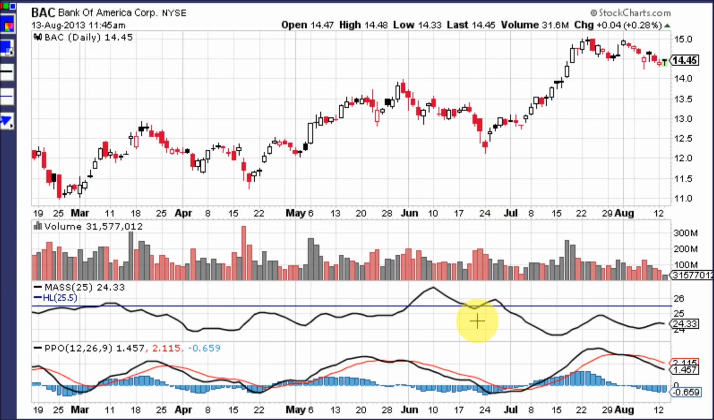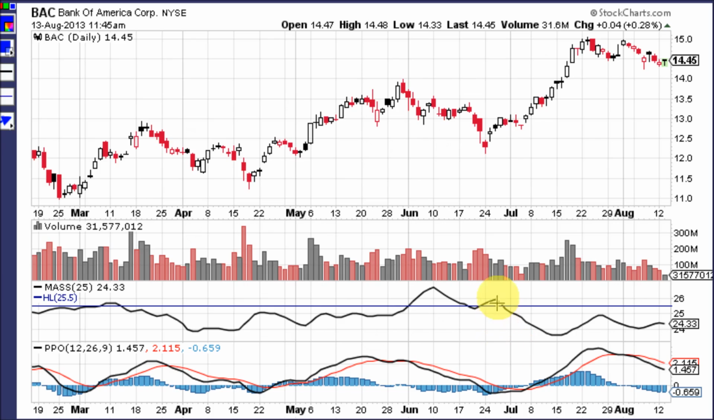Then the beginning of the third bulge happens when mass index crosses back up through 25.5, and the cycle is complete when it crosses back down through it. And at that point, the PPO is giving a buy signal by being below zero, crossing up through the signal line and up through the zero line at the same time. The histogram, the blue bars, go positive above zero at the same time, and the stock runs.